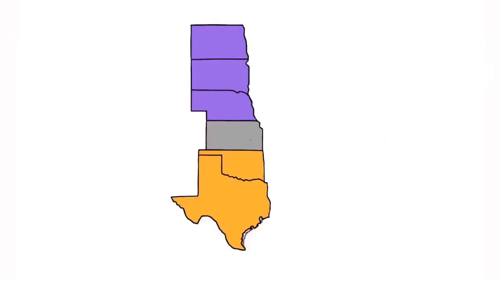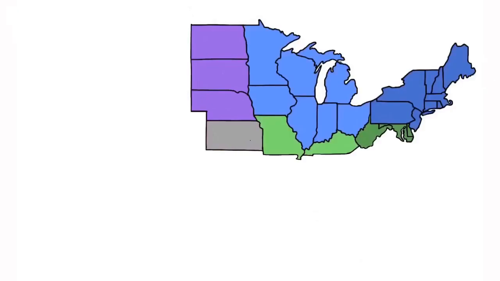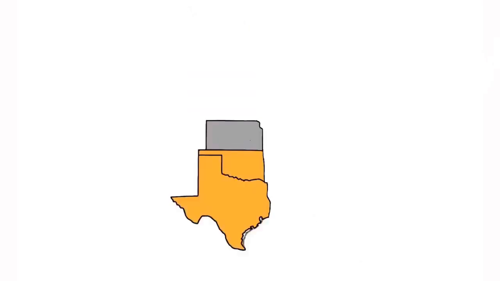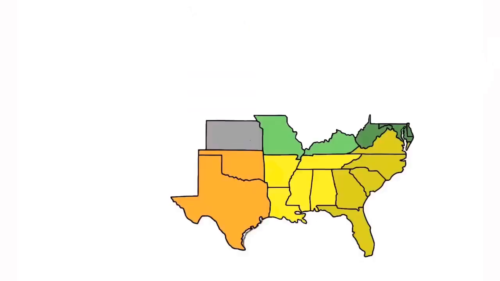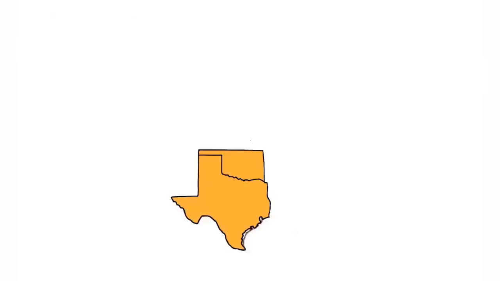And the central subregions, which are divided into the North Central subregion that divides the North and the West. These states consist of North Dakota, South Dakota, Nebraska, and Kansas. And the South Central subregion, which divides the South and the West. These states consist of Texas, Oklahoma, and Kansas.